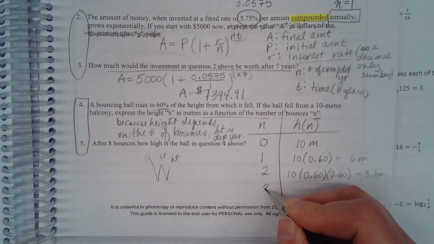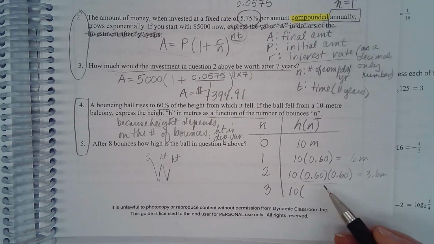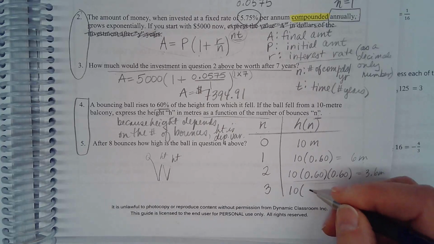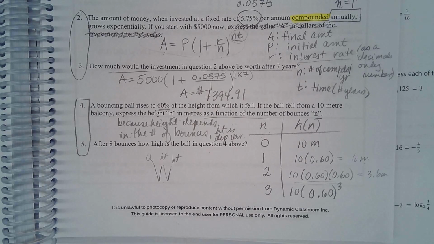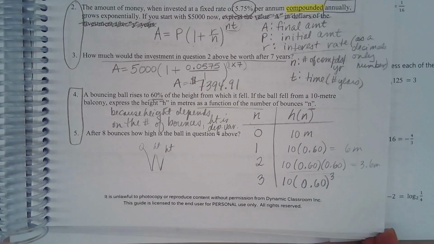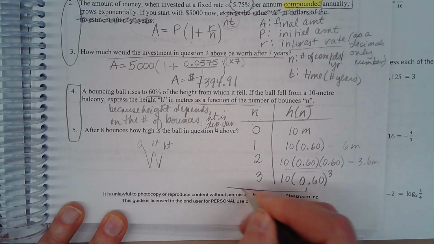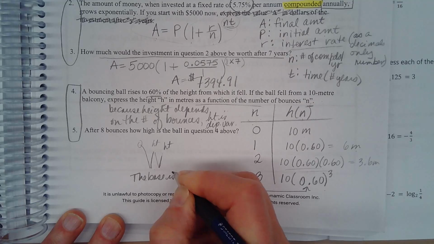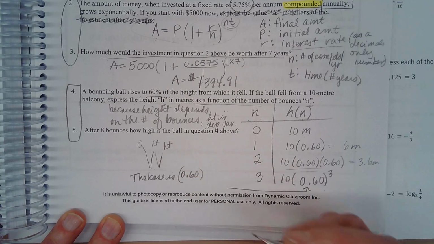Okay. After 3 bounces, what would it be? It would be 10 times 0.60, 0.60, 0.60, right? Agreed? So wouldn't it be more efficient to write it like this? Yeah? Okay, so what's the base? This is the base, right? The base is 0.60. Would you agree?